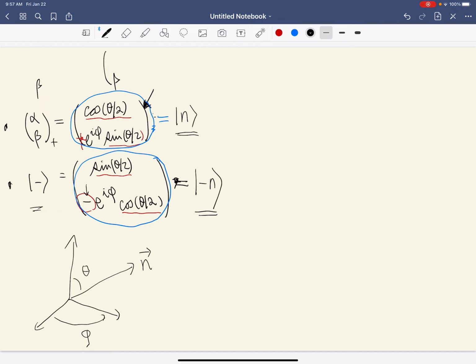Well, because after all, this solution is nothing but the solution of this Hermitian matrix problem.